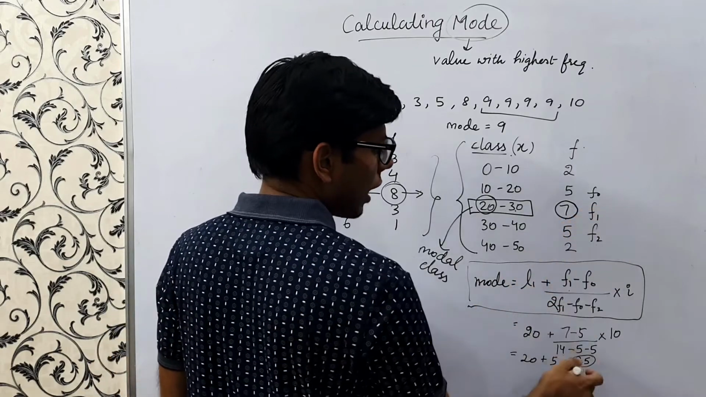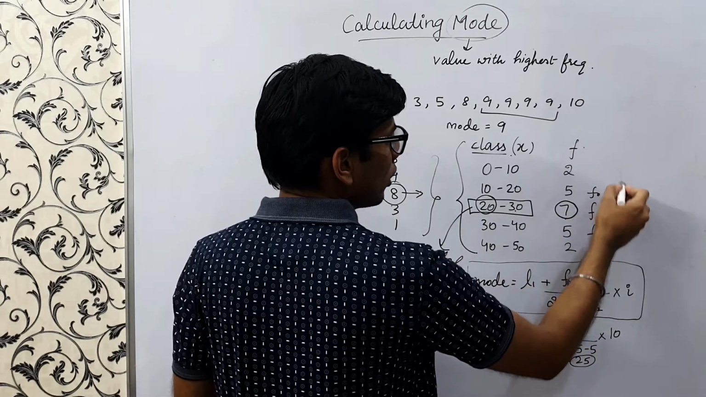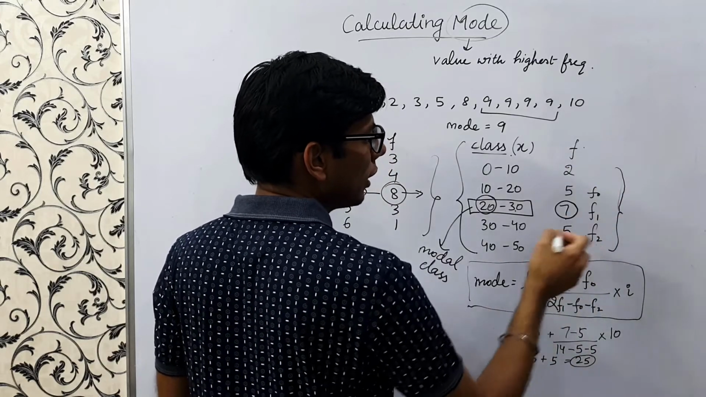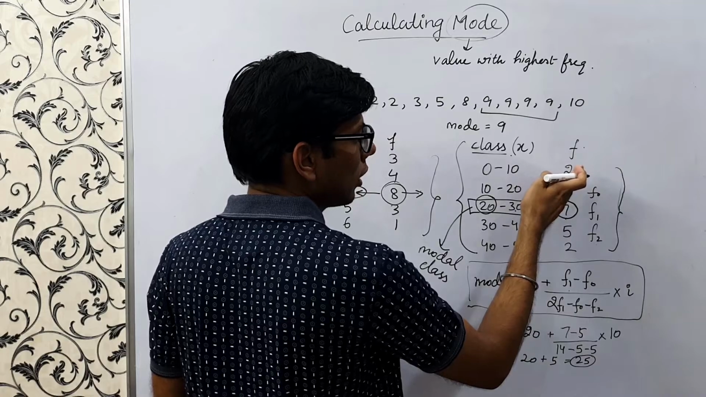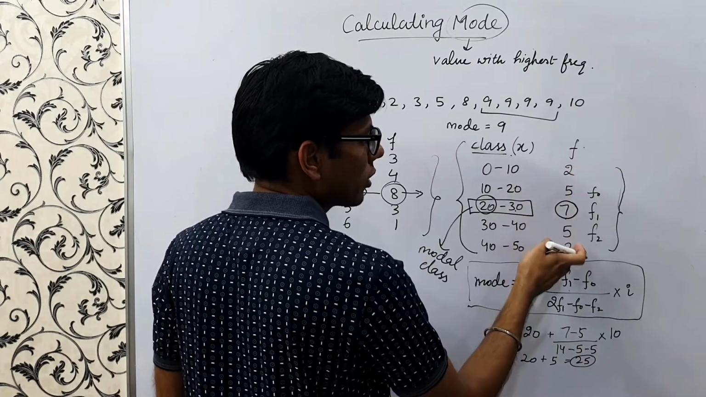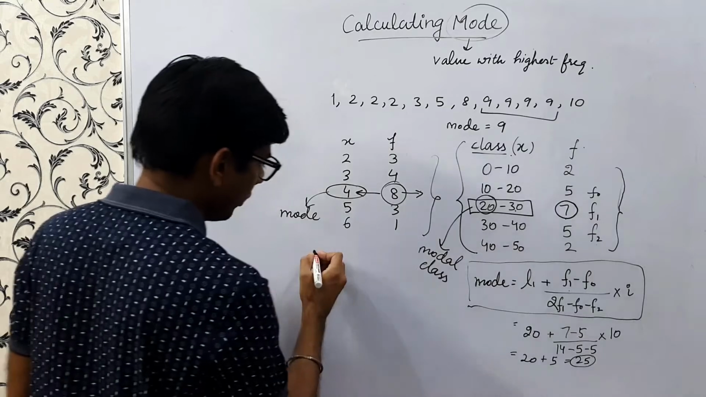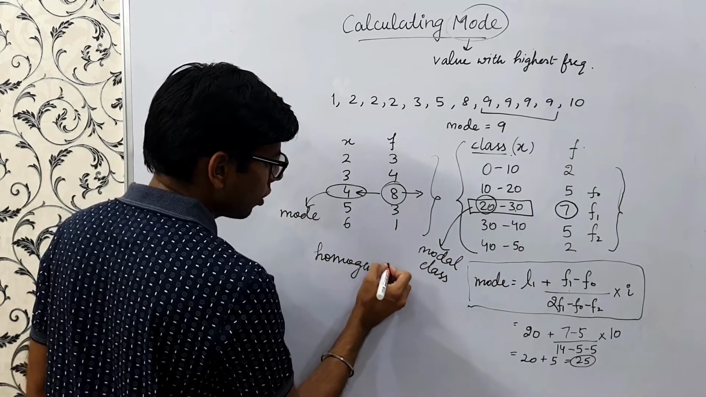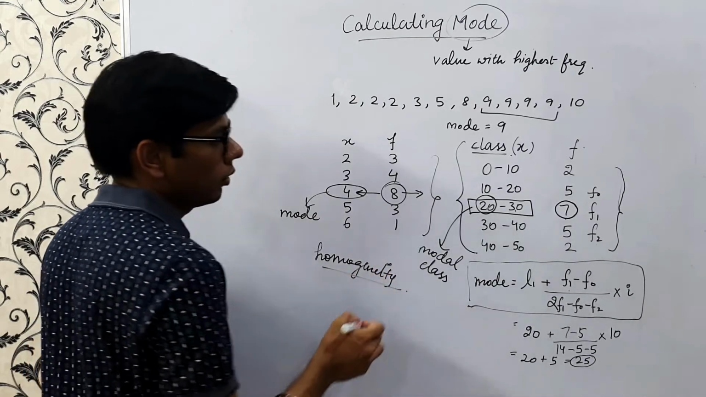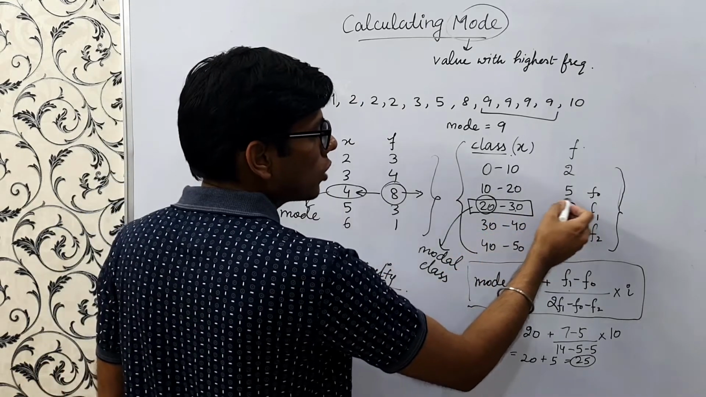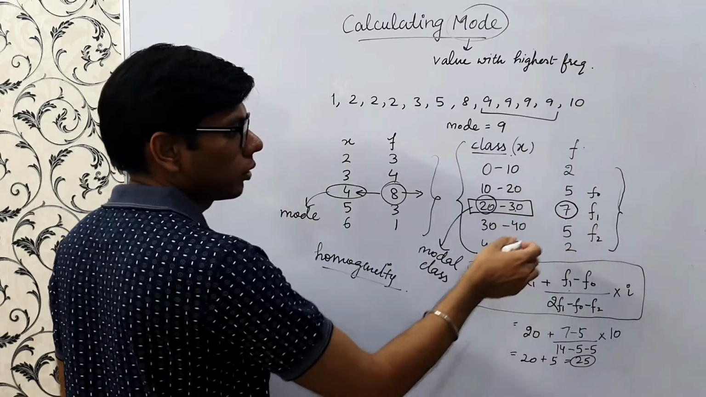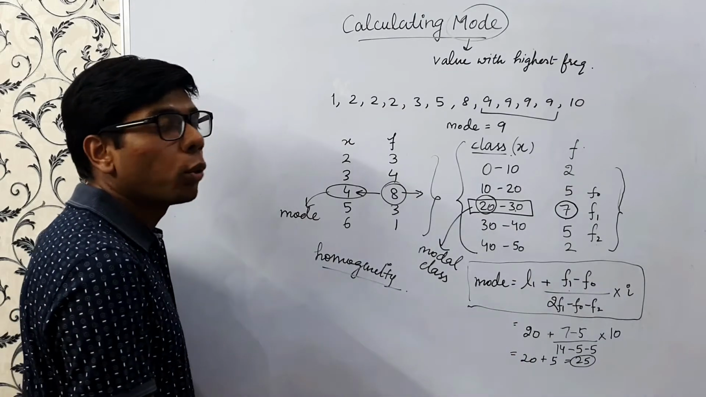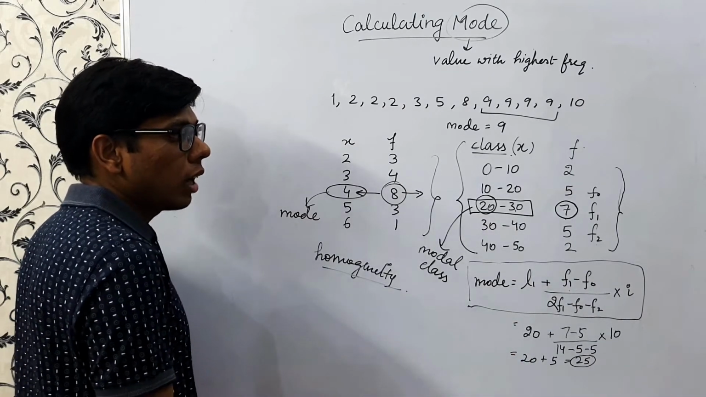Now we have calculated the mode, but see one thing: there is homogeneity in the data, like the frequency first increases then decreases. So there is some sort of regularity. Suppose it's not there, or we have the highest frequency occurring 2 times. This is 7 and suppose 7 also occurs here. Then how do we calculate mode in that case?